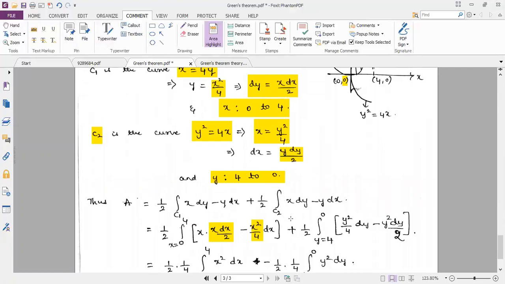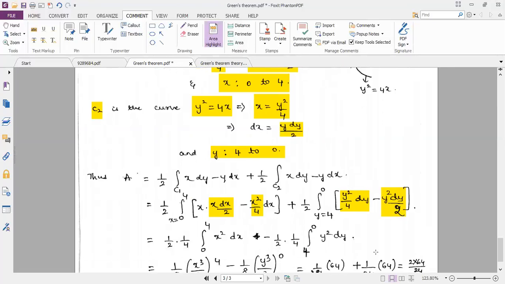Similarly, the second integral, integral over C2. The C2 limits are y varying from 4 to 0. So the integral limits are written, with x dy minus y dx. We substitute for x as y square divided by 4. So y square divided by 4 into dy, minus y as it is, and dx value is y dy divided by 2. So substituting, it will be y square dy divided by 2.